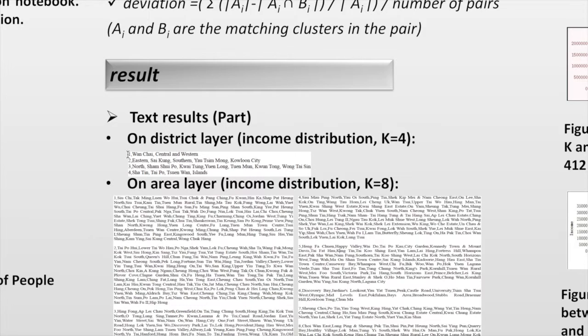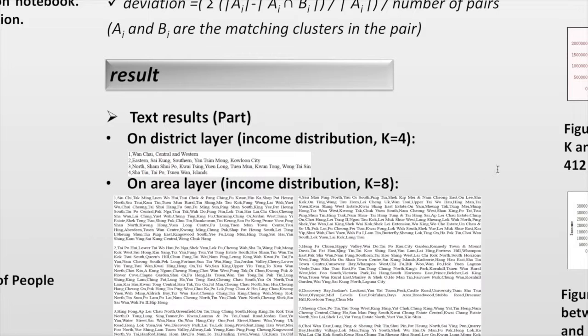We can see that the first cluster includes Wan Chai and Central and Western. This may represent the richest part in Hong Kong. And for example, the fourth cluster includes Sha Tin, Tai Po, Tsuen Wan, and Islands. This may represent the districts in Hong Kong which have lower income. And this is another clustering result, which is on area layer according to the income distribution.